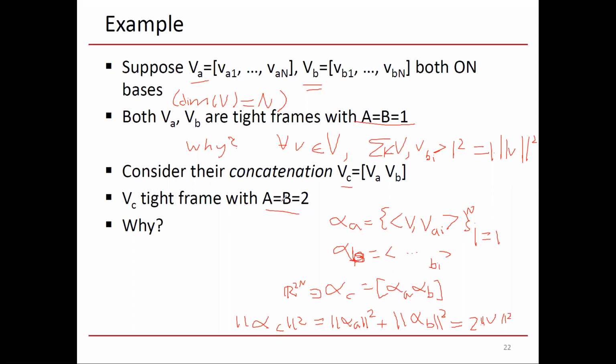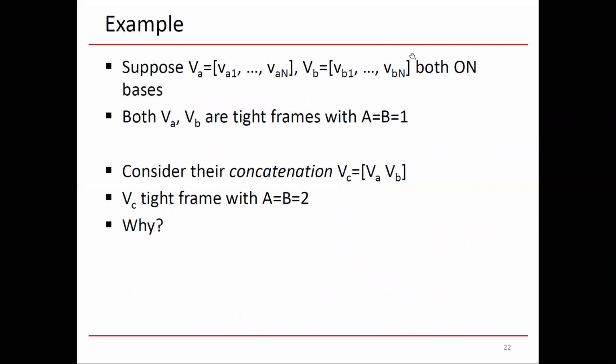We have a tight frame in this new representation, VC, because the coefficients alpha C, their energy will always be 2 times larger than the energy in the original signal v. So that's it for frames, and we'll continue next time.